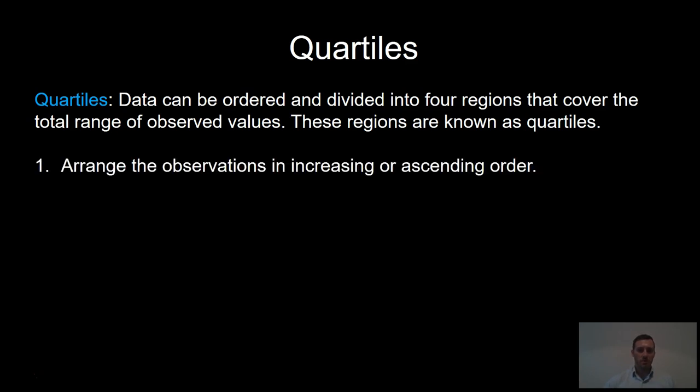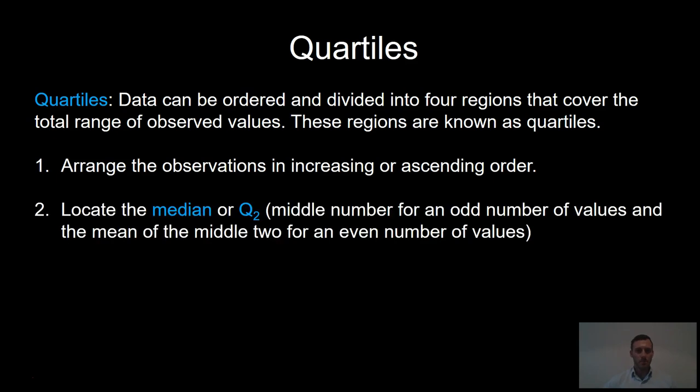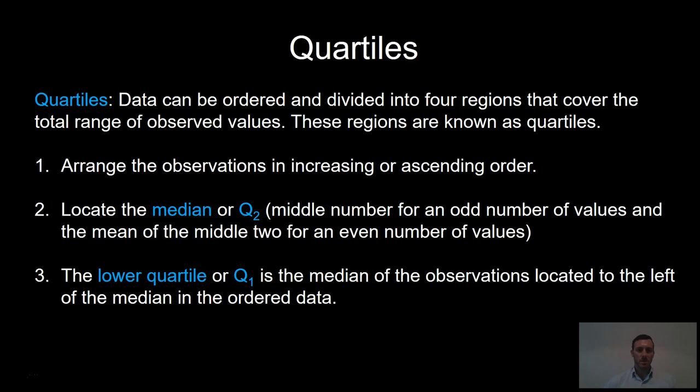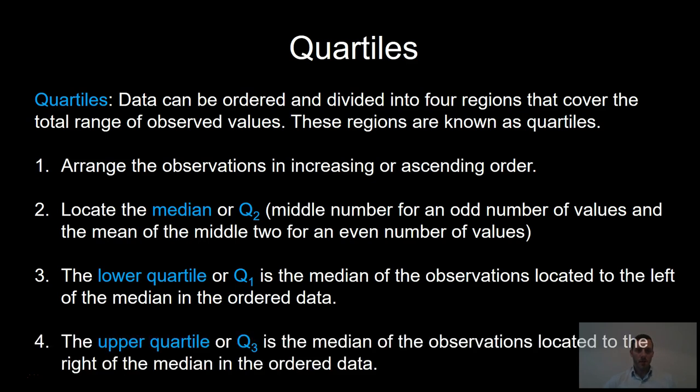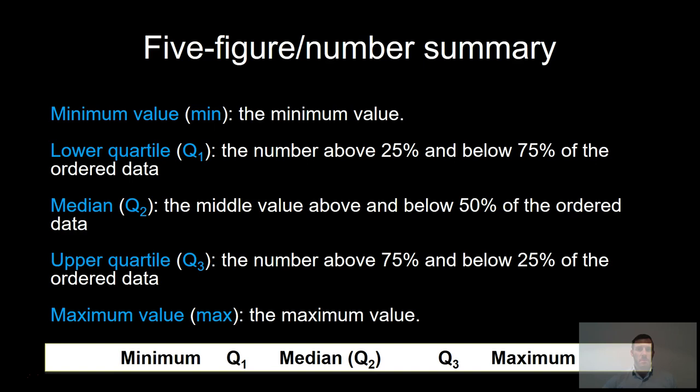To find the quartiles, we arrange the observations in increasing or ascending order. Locate the median, which is the middle number for an odd number of values, and the mean of the middle 2 numbers for an even number of values. Then we locate the lower quartile, which is the median of observations to the left of the median. And then we locate the upper quartile, or Q3, which is the median of the observations to the right of the median.